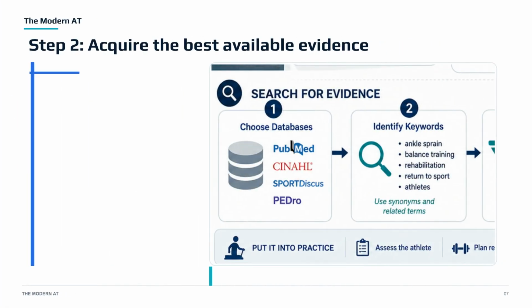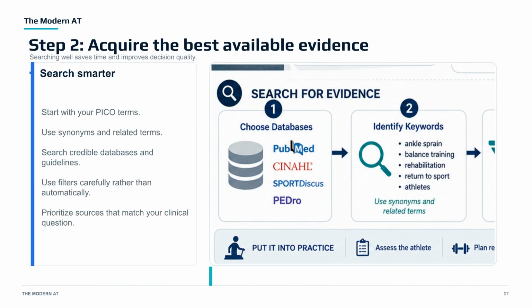Once you have a clinical question, the next step is to acquire evidence. Searching is a skill. Start with the key PICO terms and then think of synonyms. For an ankle sprain question, you might search ankle sprain, lateral ankle sprain, balance training, proprioceptive training, rehabilitation, return to sport, and recurrence. Credible sources may include PubMed, CINAHL, SPORTDiscus, PEDro, Cochrane reviews, and clinical practice guidelines. The goal is not to collect as many articles as possible. The goal is to find the most relevant and trustworthy evidence for the decision you need to make.